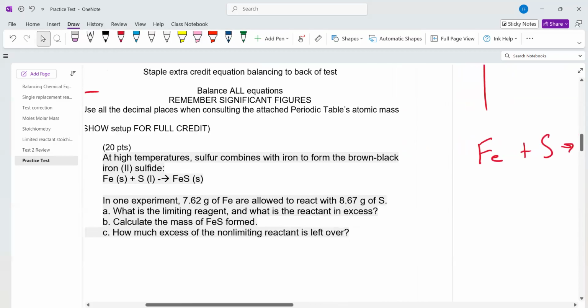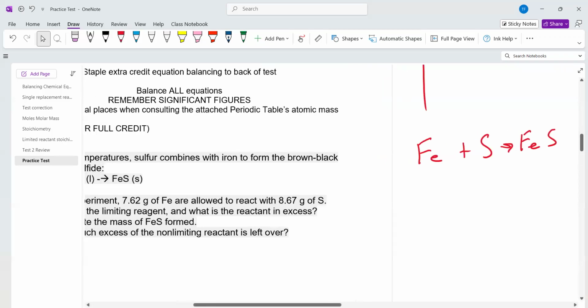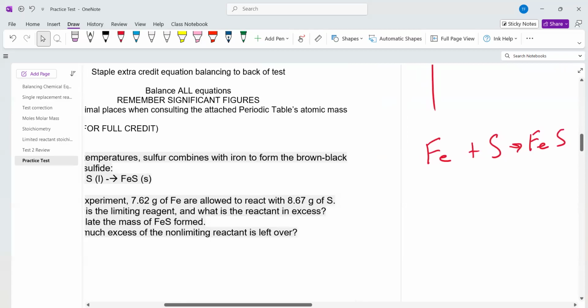Okay, so let's balance it. What can you say about that? Is it balanced? Yeah, already balanced. Always check though. Okay, so let's start with the iron first. Okay, 7.